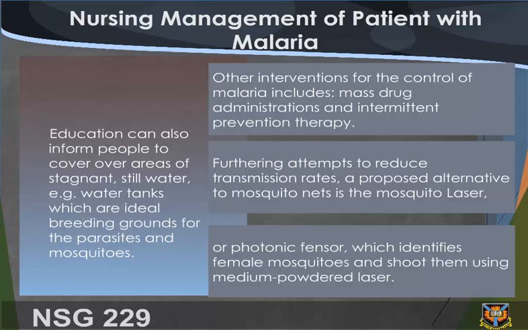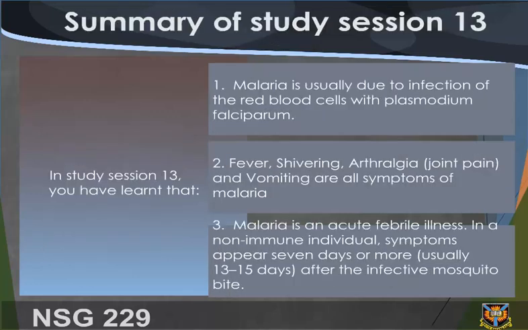Other interventions for the control of malaria include mass drug administrations and intermittent preventive therapy. Furthering attempts to reduce transmission rate, a proposed alternative to mosquito nets is the mosquito laser, or Photonic Fence, which identifies female mosquitoes and shoots them using a medium-powered laser.